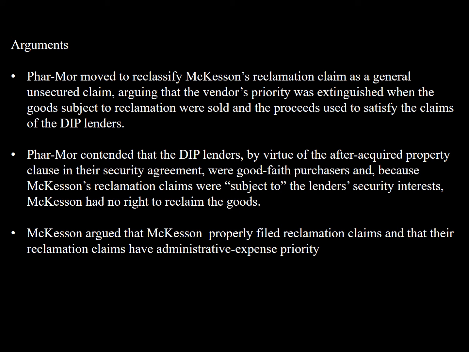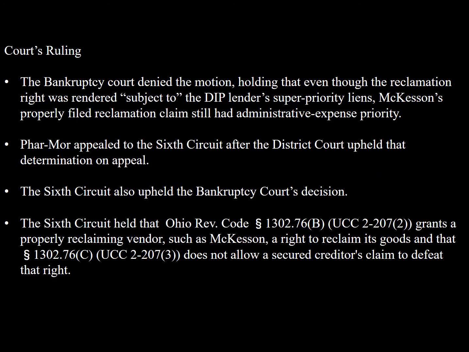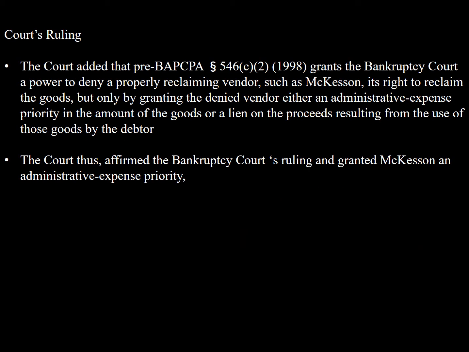Anyway, it was appealed to the district court, then to the Court of Appeals, and the question is, could the reclamation creditors still have reclamation claims against property that they delivered pre-petition when there was a post-petition lien on everything, on all after-acquired property? Well, like I said before, the bankruptcy court held yes, and drum roll, the Sixth Circuit agrees with the bankruptcy court and affirms the decision, and the reclamation creditors got admin priority status.